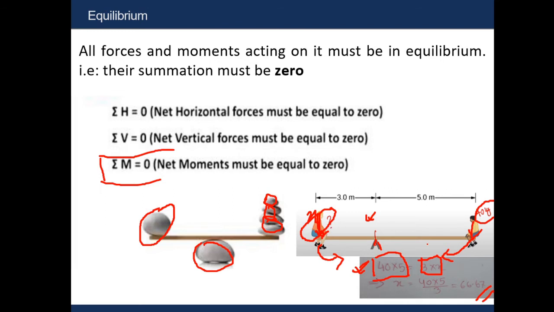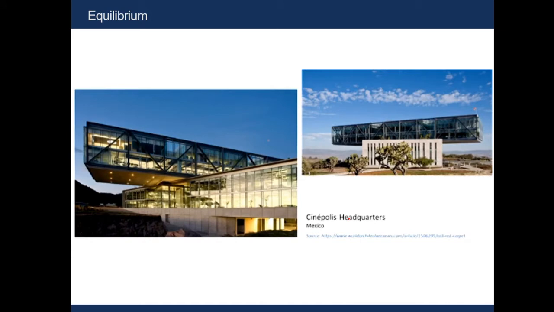So in order to maintain an equilibrium state, this person's weight should be 66.67 kg, or we can say in another way, the bench was in equilibrium due to the weight of this 66.67 kg. Moving on to the next slide.